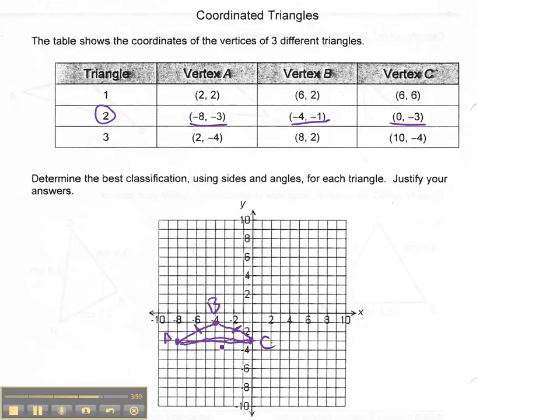You can measure those side lengths and you'll see that they're congruent. This one is not, but we have two congruent sides, so that's isosceles. And if you look at these angles, these are clearly acute, but angle B is more than 90 degrees, so that's obtuse. So obtuse isosceles for number 2. Okay, and the other two are just like that. Just plot the points, label the vertices, and then classify the triangle based on its side lengths and angle measurements.